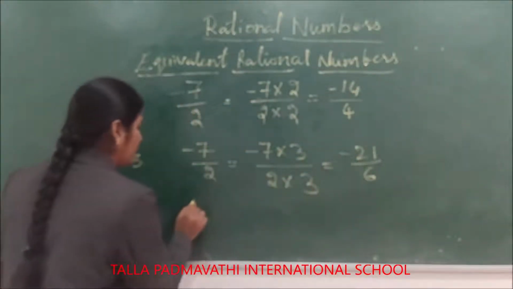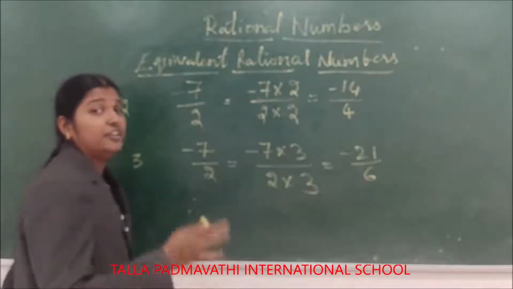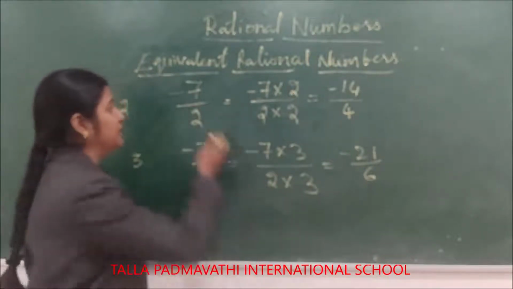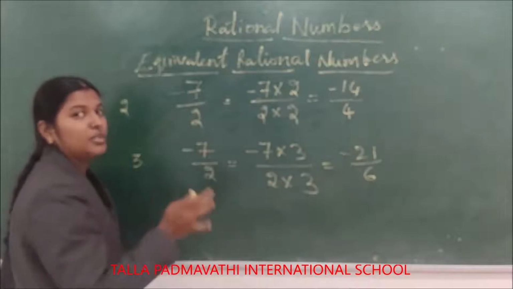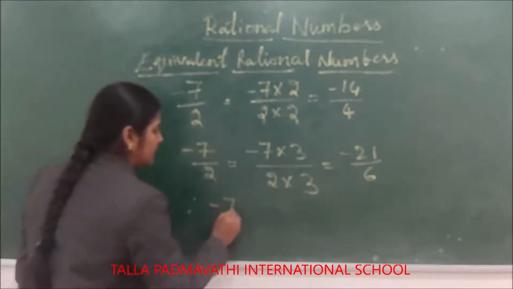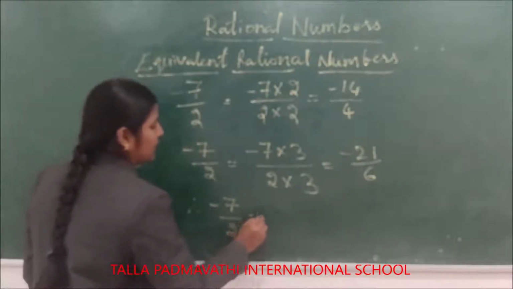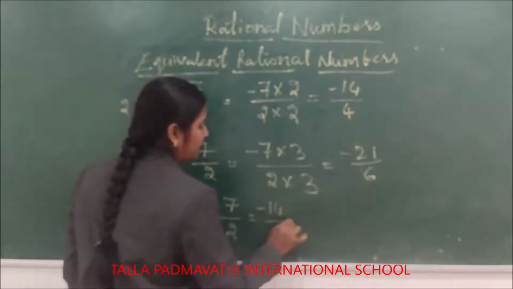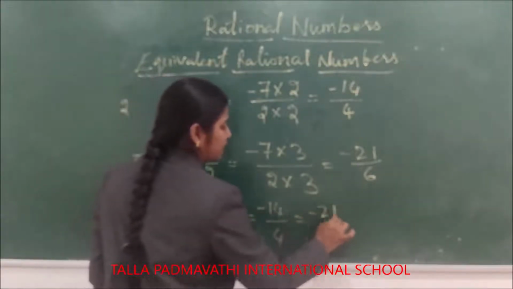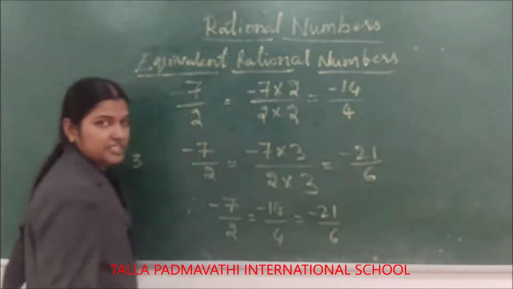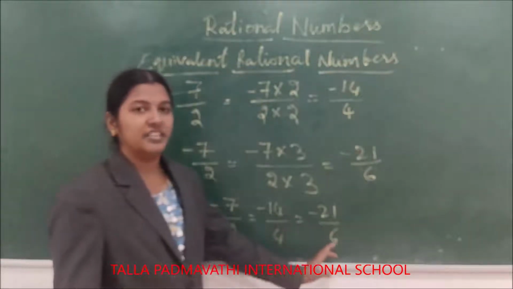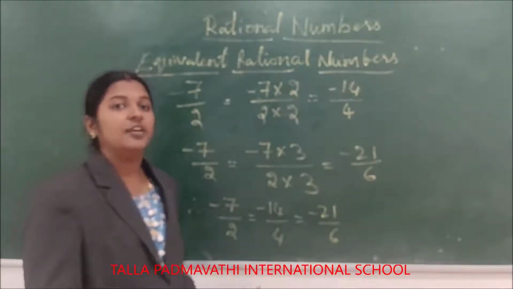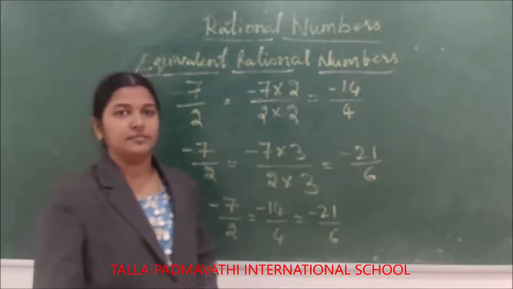So therefore, like that you can get infinite equivalent rational numbers for this. There is no limit for that. So just see here minus 7 by 2 is equal to minus 14 by 4, that is equal to minus 21 by 6. Yes children, these all we can say that they are equivalent rational numbers.